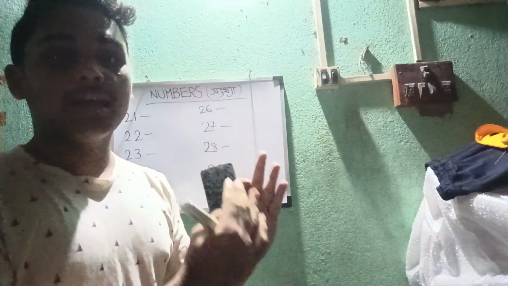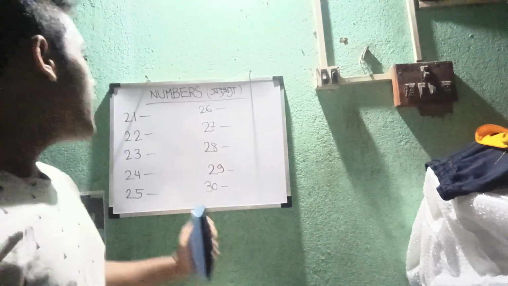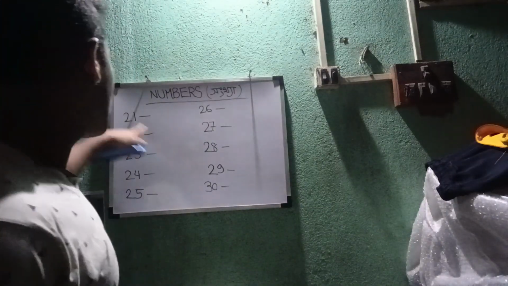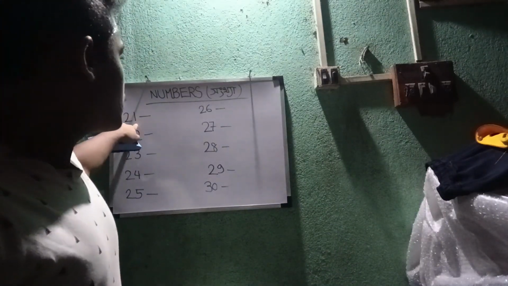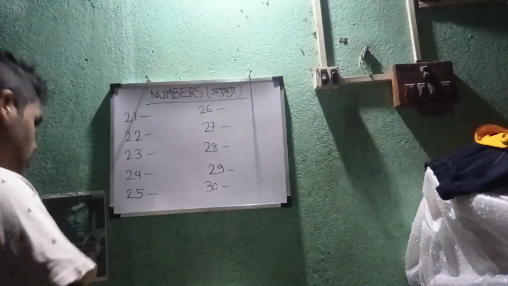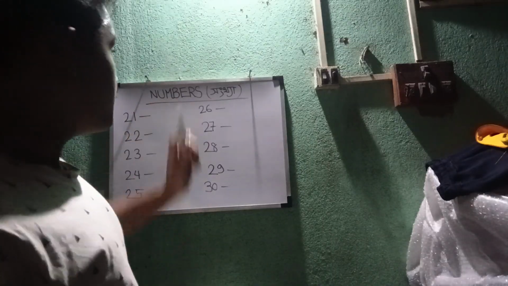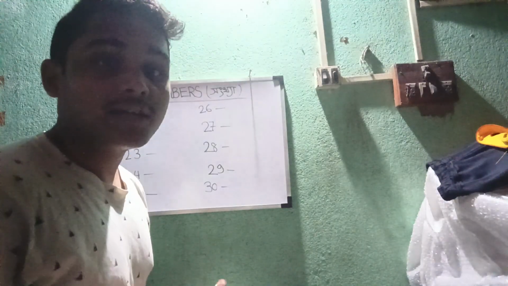So we have covered numbers from 0 to 10 and 11 to 20, and today we are going to discuss 21 to 30. This is part 3 of the numbers series. The first number is 21. How can we write 21?